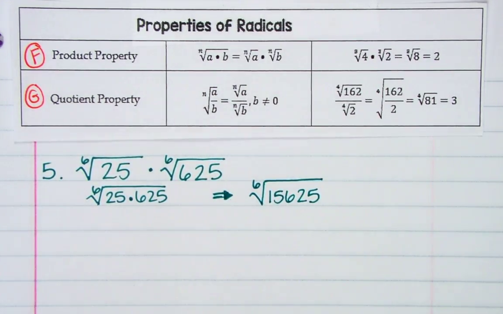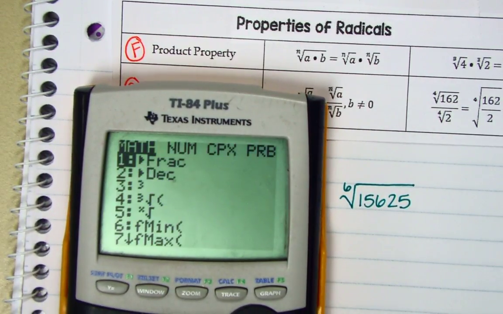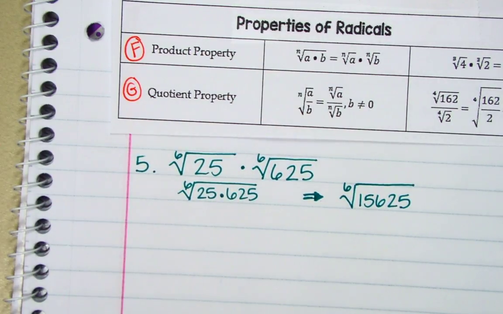Okay, so to type this into your calculator, I don't know if you remember, but I will tell you what to type. Okay, 6 math 5, and then 15,625 goes in there. What does it tell you? 5. Is that our answer?